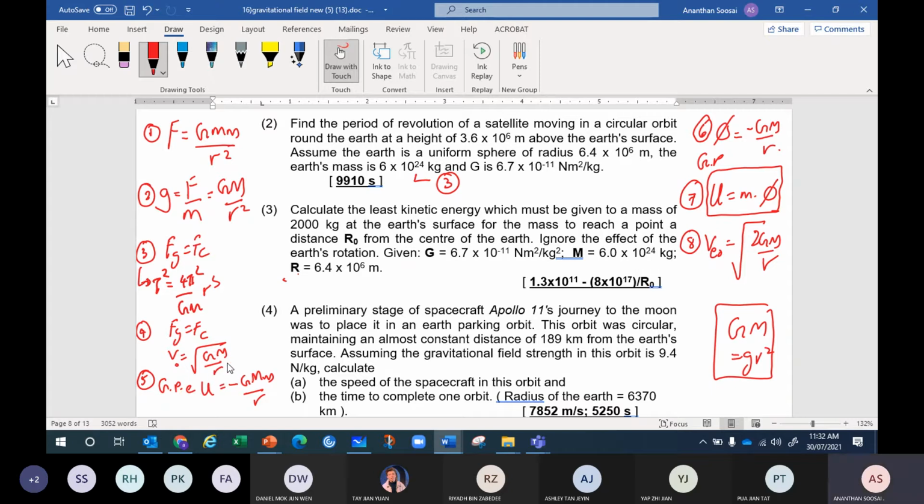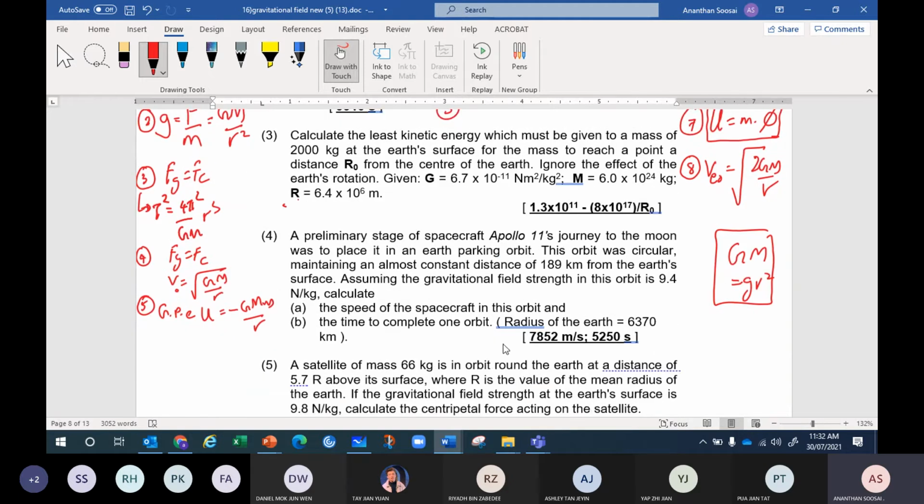The R, is it provided? R is from the center of the Earth to the point where the spacecraft is orbiting. Do you know the R? You know the distance is 189 km from the Earth's surface. So you have to use the radius of the Earth here. Radius of the Earth, please use for part A too. Radius of the Earth is 6,370. So R is given, but the mass of the planet is not given.